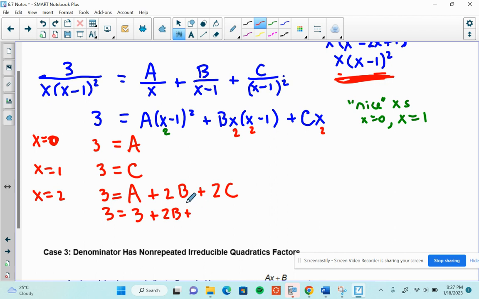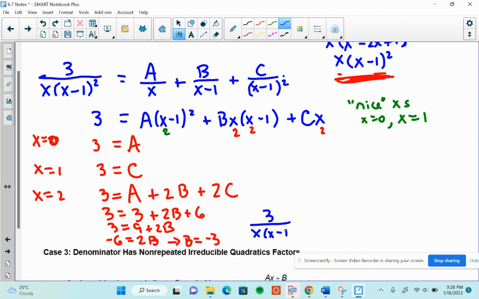But if c is 3, which it is, c was 3, 2 times 3 is 6. Okay, what do I have? I have 3 equals 9 plus 2b. Subtract 9, we get negative 6 equals 2b, so b is negative 3. B equals negative 3.